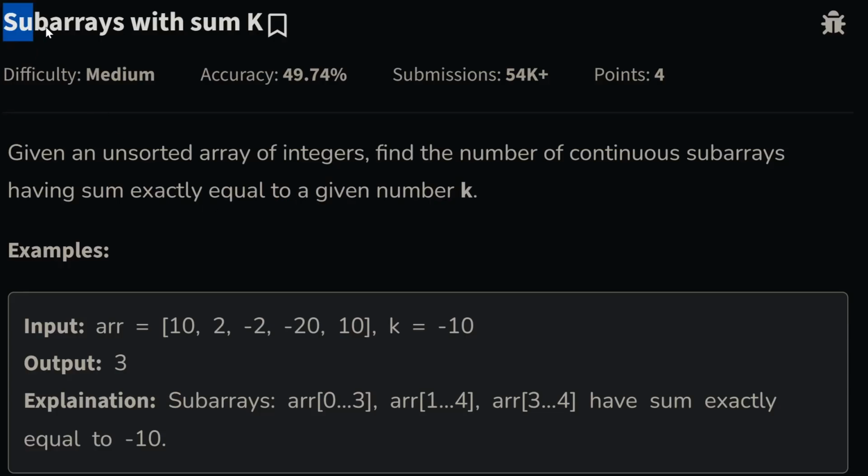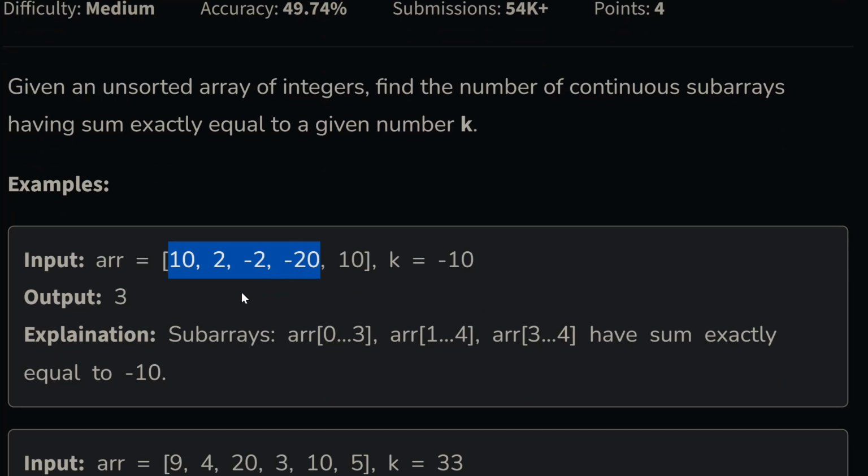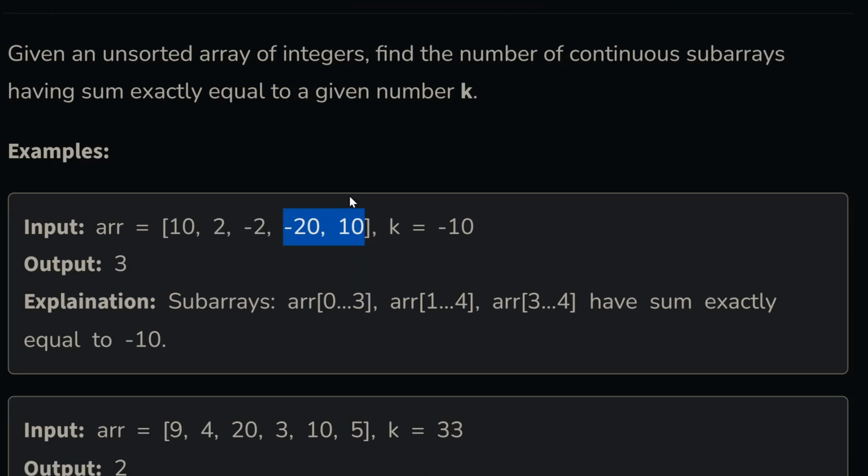Here we go, we got a question, subarray with sum k. You are given an unsorted array. We need to find the number of continuous subarrays having sum exactly equal to the number k. Suppose we got this example and we need to find -10. From this to this particular index, we got -10 as summation, and from this to this we also got -10. From this to this we also got -10 as summation.